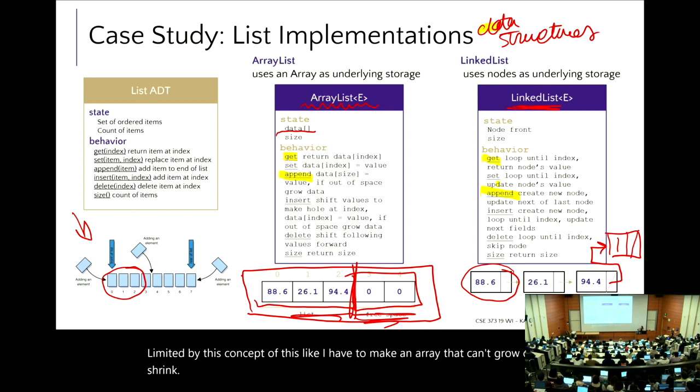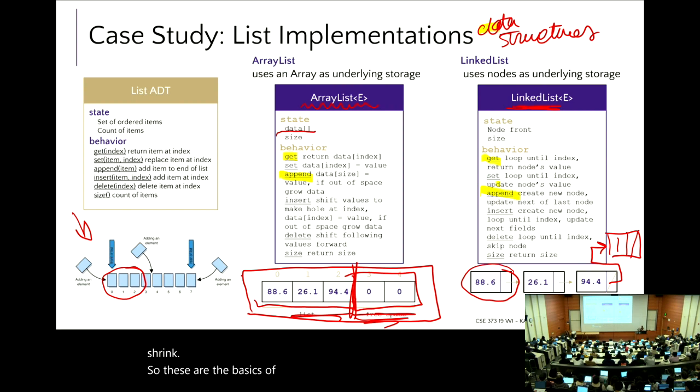So these are the basics of how we would implement the list ADT with 2 separate types of data structures. Now let's talk about the trade-offs.